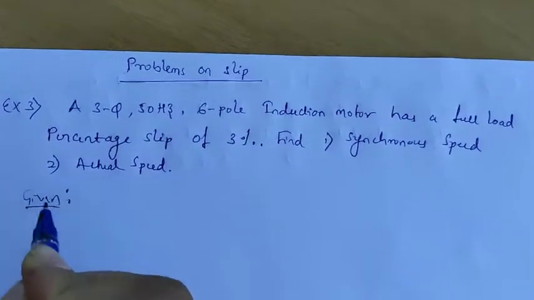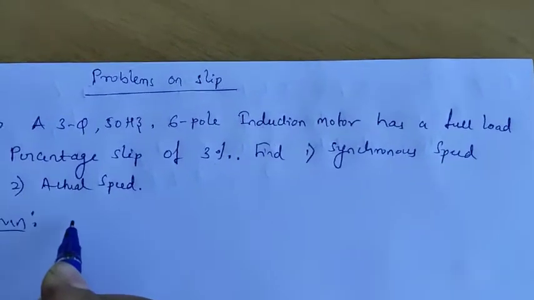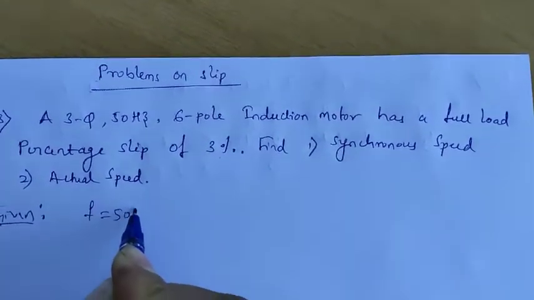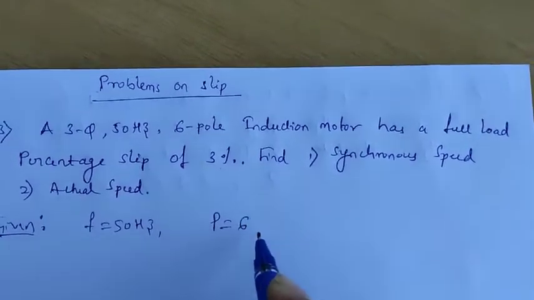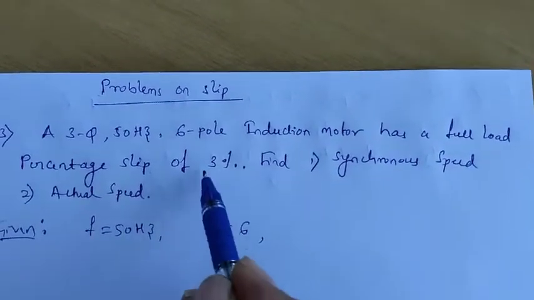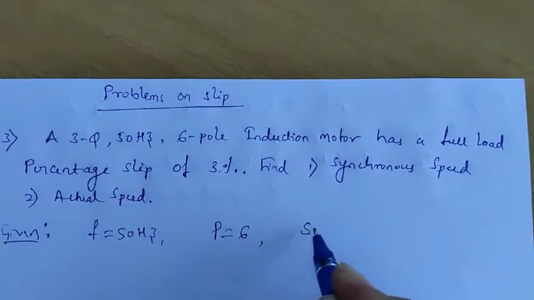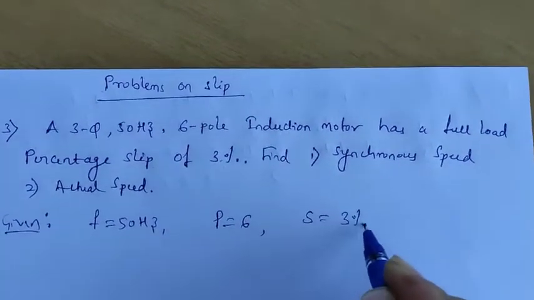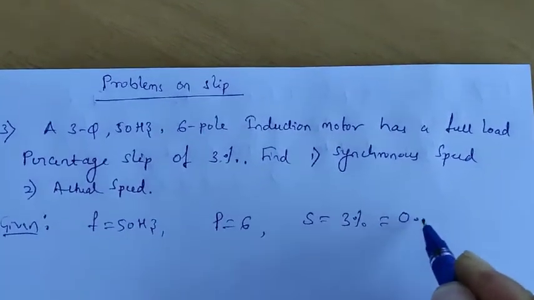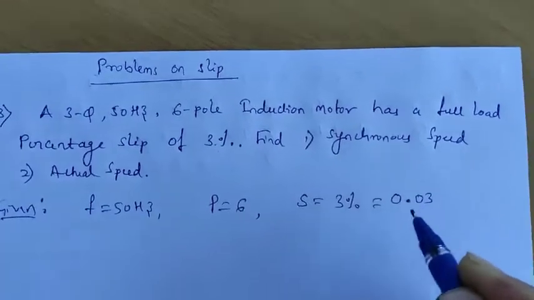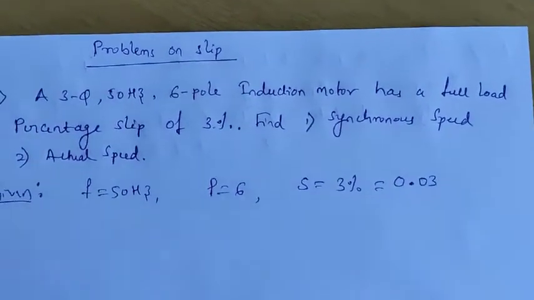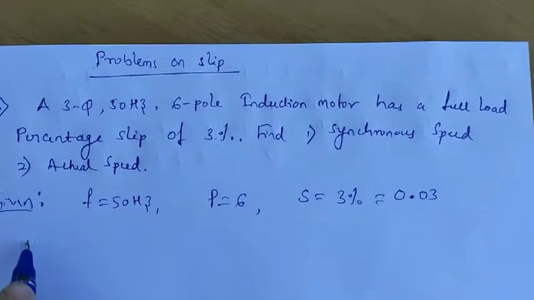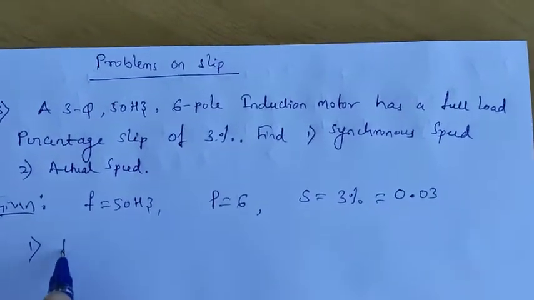So first I will write on the given data. The frequency is given 50 Hz. Number of poles P is equal to 6, and percentage of slip is given S is equal to 3%, or you can write it as S is equal to 0.03. Okay, so we need to calculate the first one, synchronous speed.